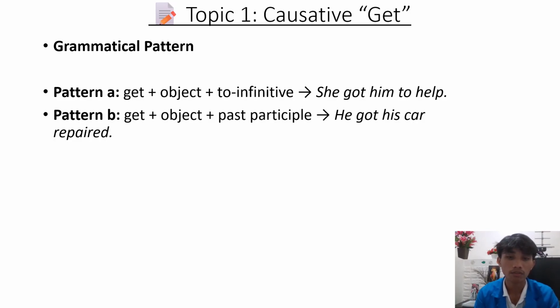There are two main patterns for causative get. Pattern A is get plus object plus to infinitive. This is used when the subject persuades or convinces someone to do something. For example, she got him to help. Pattern B is get plus object plus past participle. This is used when the subject arranges for something to be done, often by a service provider. For example, he got his car repaired.